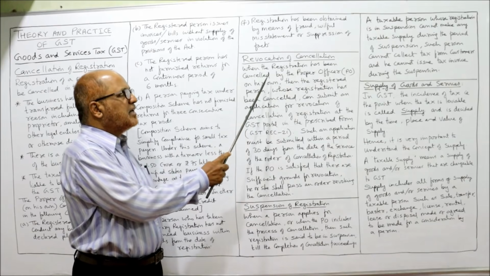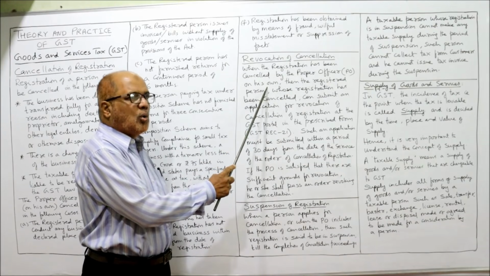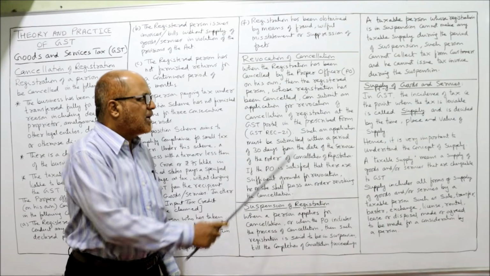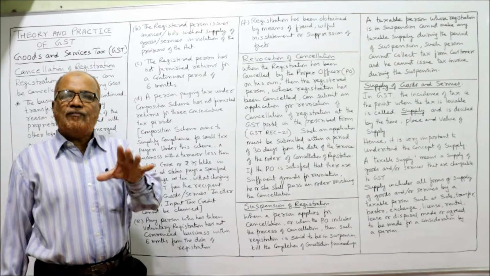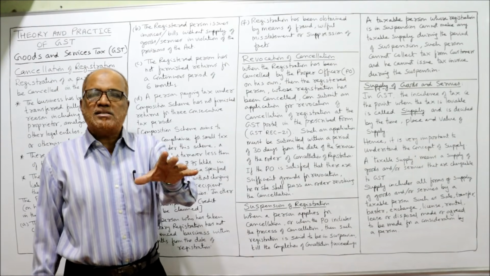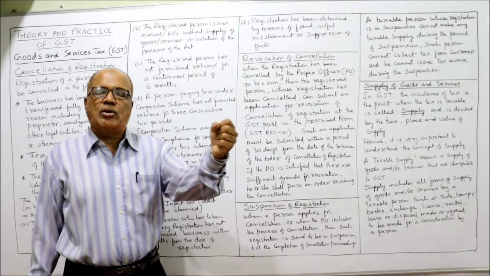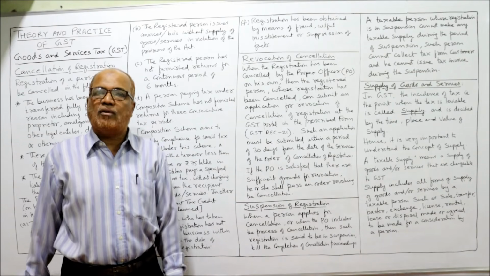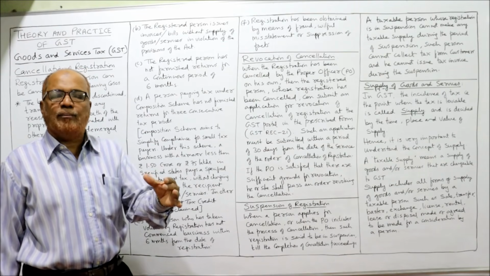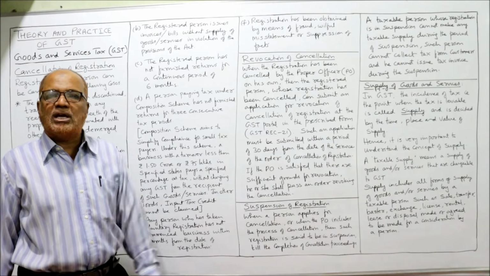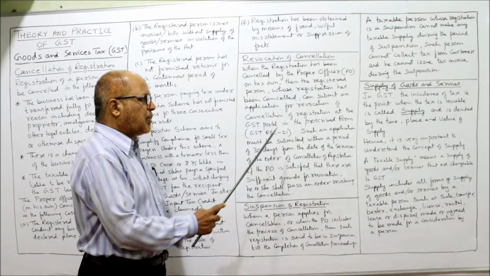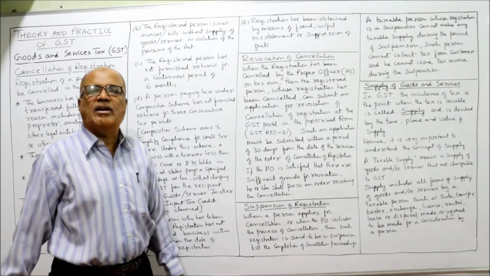When registration has been cancelled by the proper officer on his own, then the registered person whose registration has been cancelled can submit an application for revocation of cancellation. If the registration is cancelled by the PO, the proper officer, then the person has the right to apply for revocation of his cancellation. There is an online form. He has to submit the form for revocation on the GST portal in the prescribed form, GST REG 21.